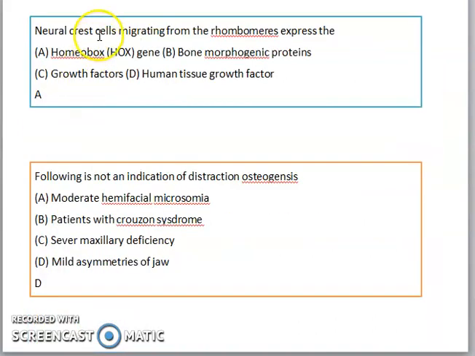Then aspirants, neural crest cells migrating from the rhombomeres express which kind of gene? That is a homeobox, that is a Hox gene. The following is not an indication of distraction osteogenesis. Remember, in case of mild asymmetry of the jaw, distraction osteogenesis is not required, but it is required in cases where there is a severe maxillary deficiency, Crouzon syndrome or hemifacial microsomia.